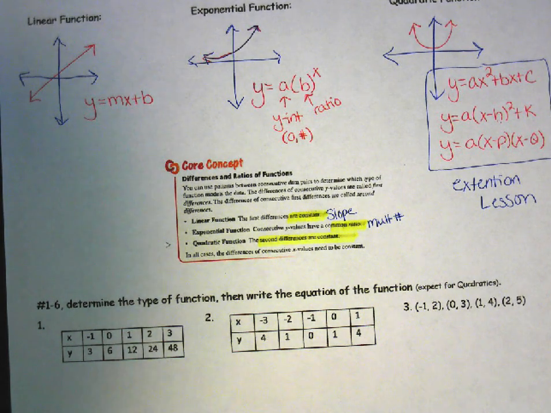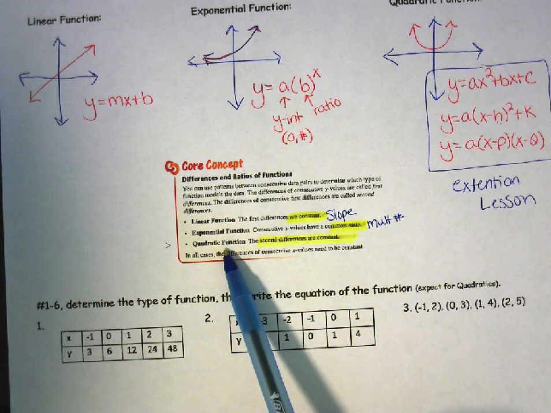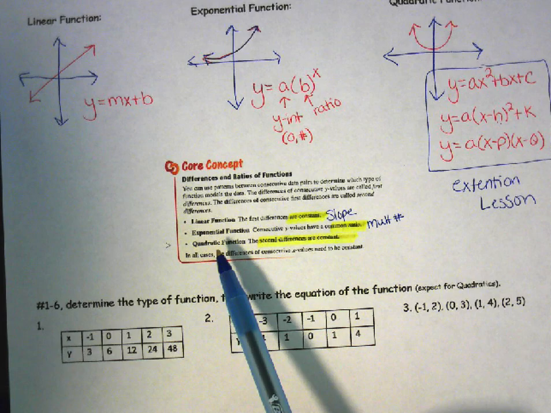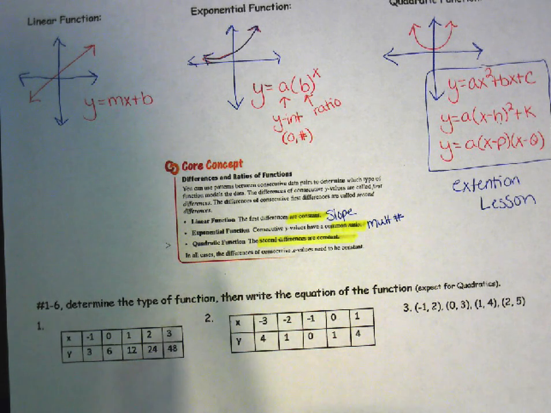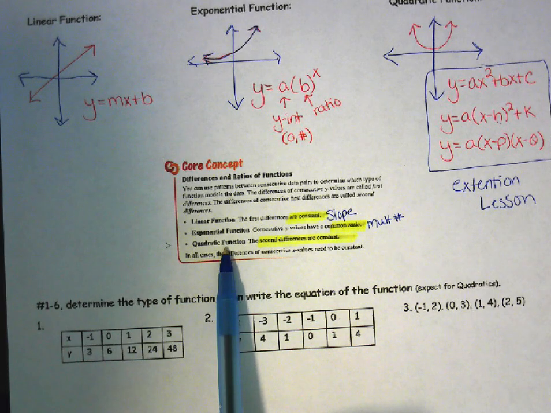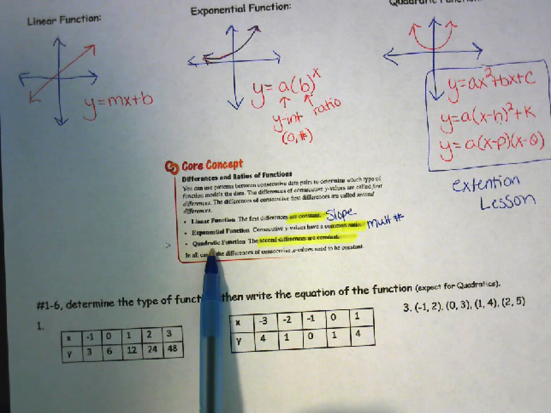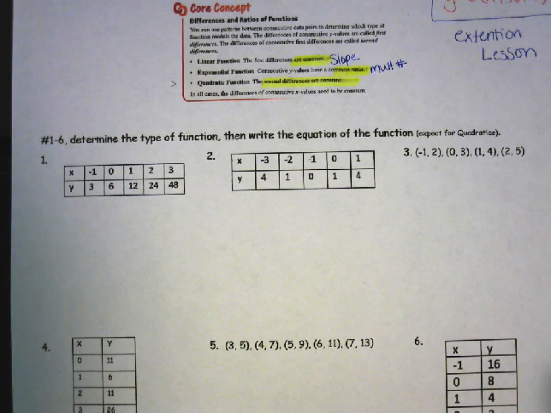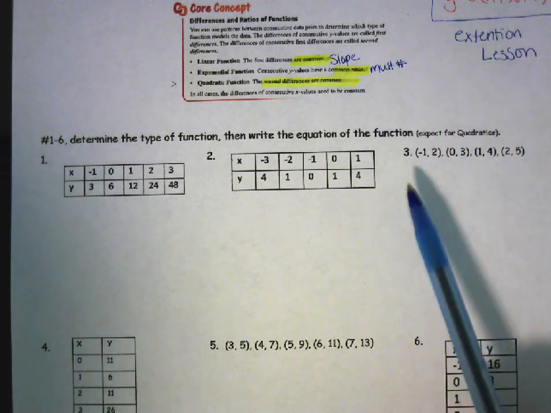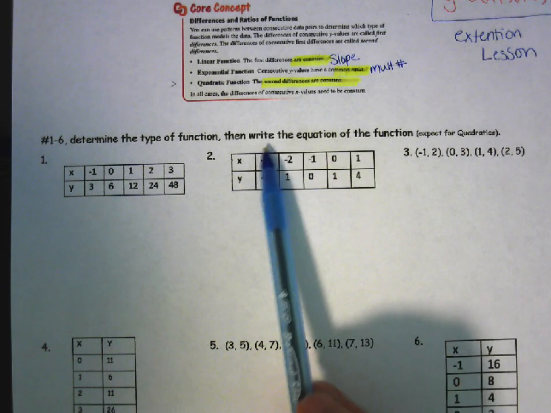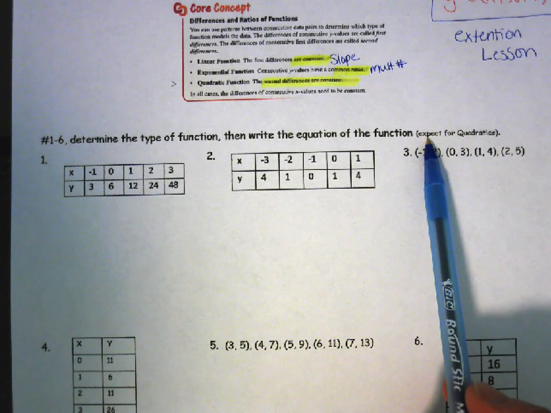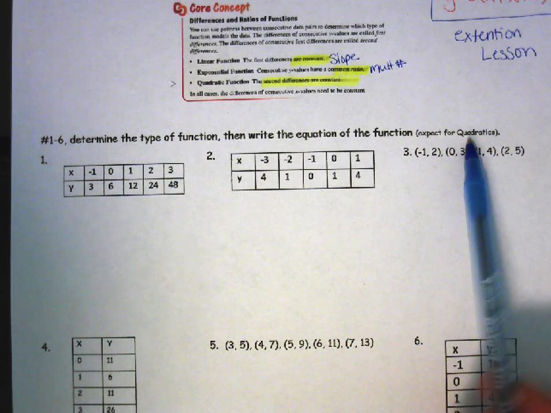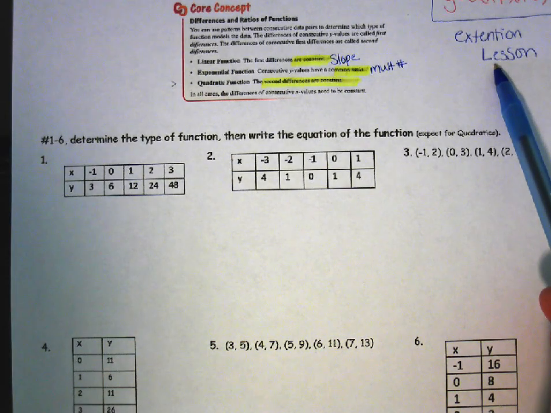Now, the nice thing in our class is you only have three options, so you can use process of elimination. If there was a choice of neither or none of the above, that would make it quite a bit harder to see the quadratic. But in ours, there's only 3 options. So let's give it a try. We have 6 problems here. What you have to do is tell me which of these 3 types it is. And then if it's linear or exponential, we want you to write the equation. But you can skip the equation if it's quadratic, because that will be our extension lesson coming up tomorrow.